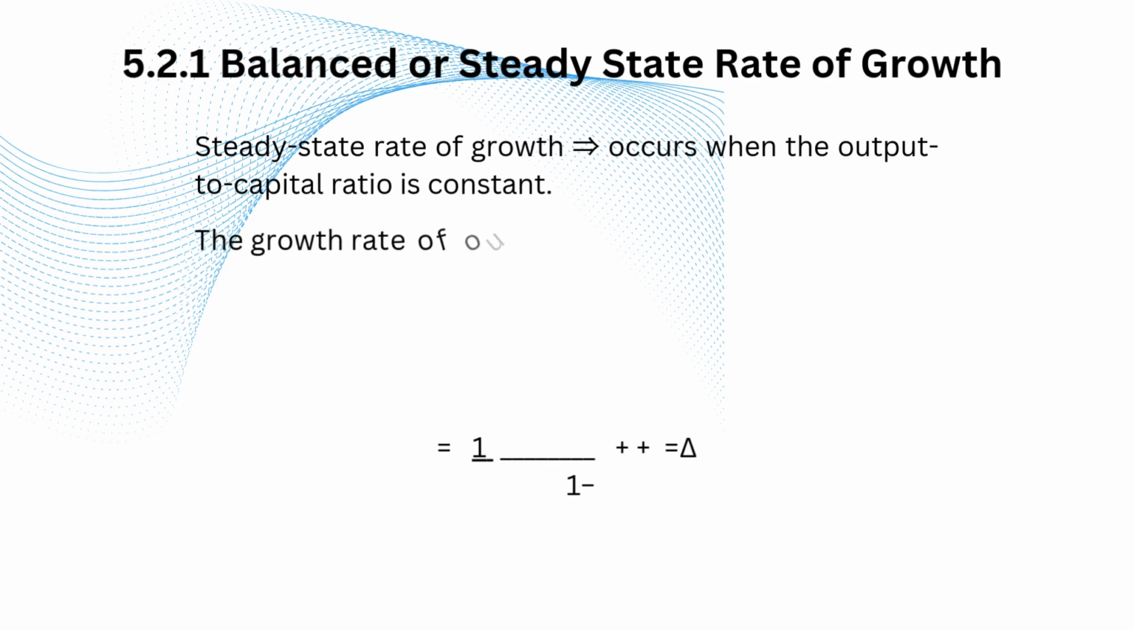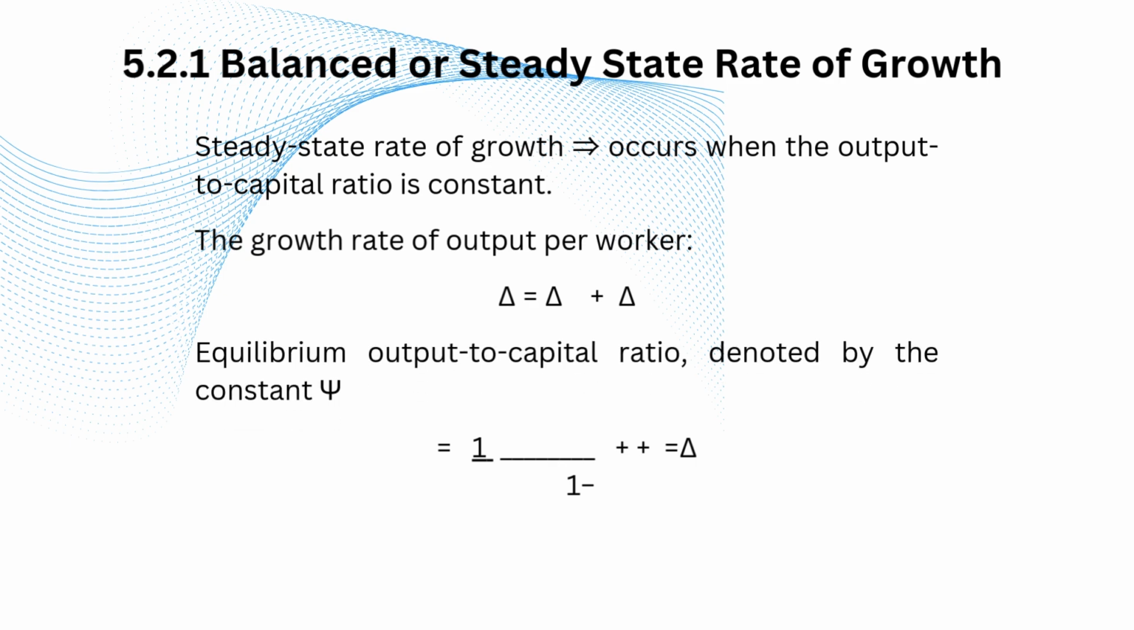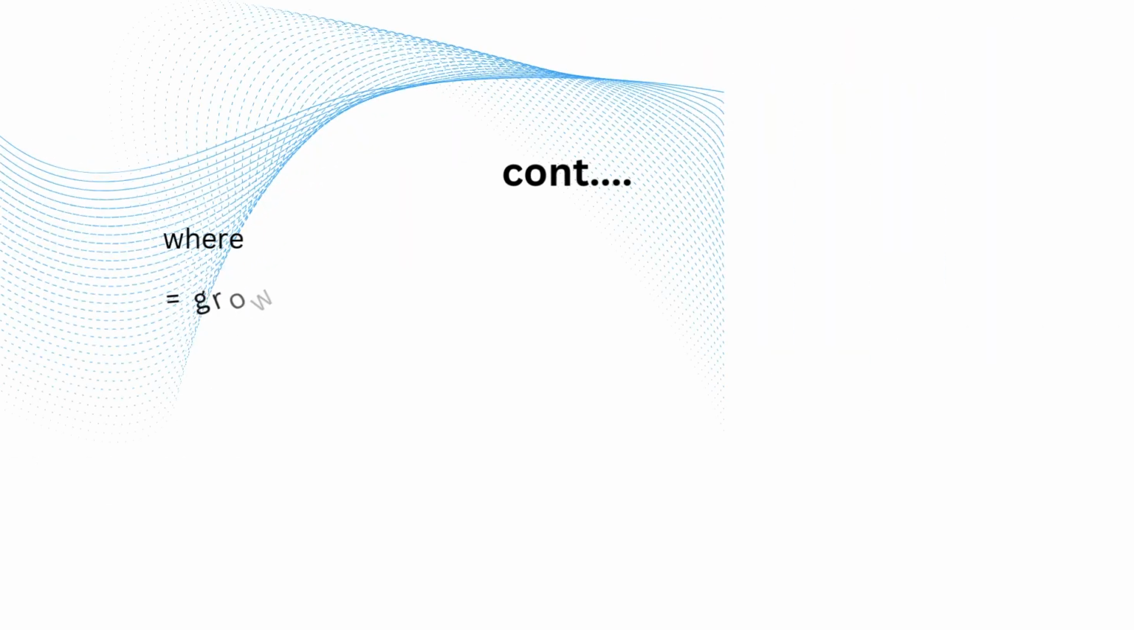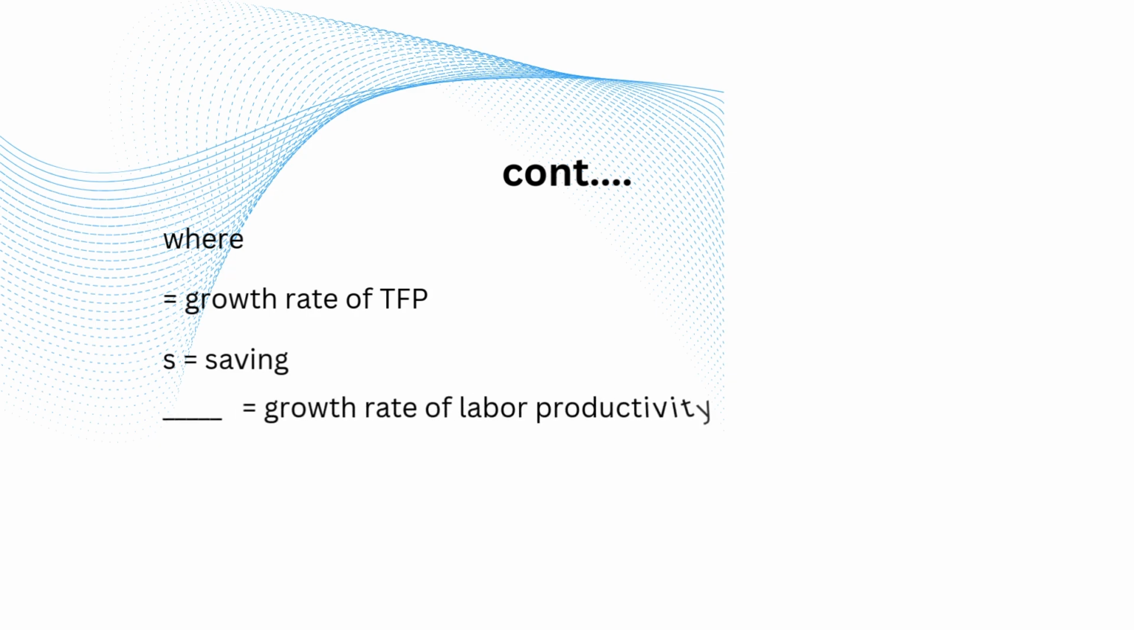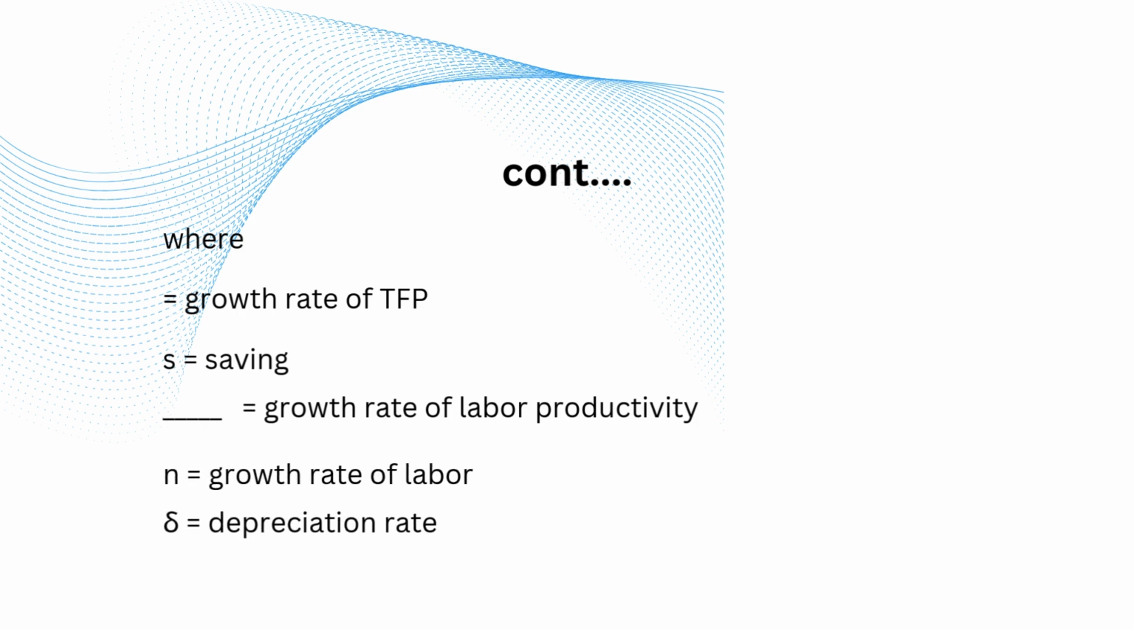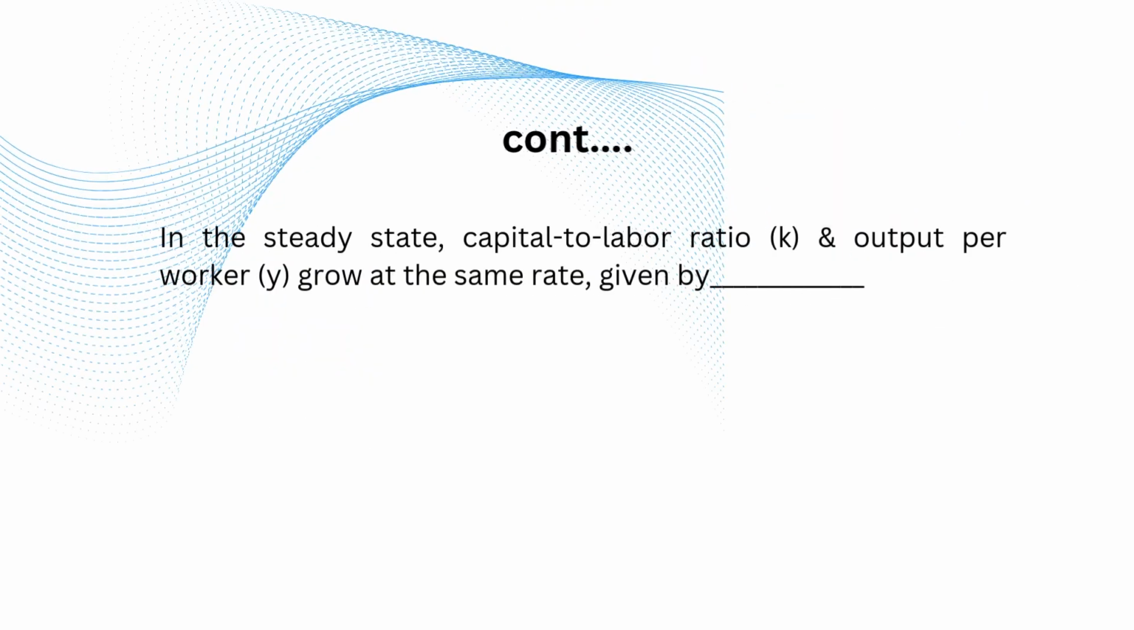The growth rate of output per worker. Delta equals delta 1 plus delta 2. Equilibrium output to capital ratio, denoted by the constant equilibrium, where it equals growth rate of TFP. S equals saving. Theta equals growth rate of labor productivity. N equals growth rate of labor. Delta equals depreciation rate.